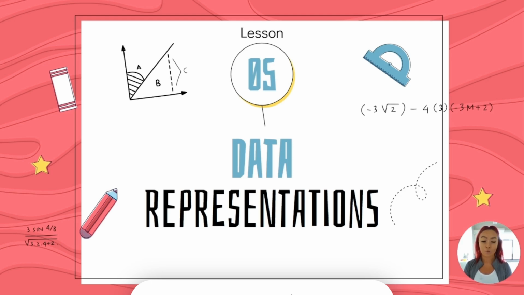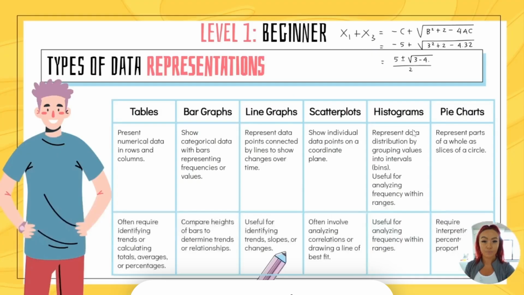Welcome to Module 4, Lesson 5, Data Representations. So these are the types of data representations that you'll be looking at on the SAT, and you should be familiar with these diagrams, right? You'll be looking at tables, bar graphs, line graphs, scatter plots, histograms, and pie charts.